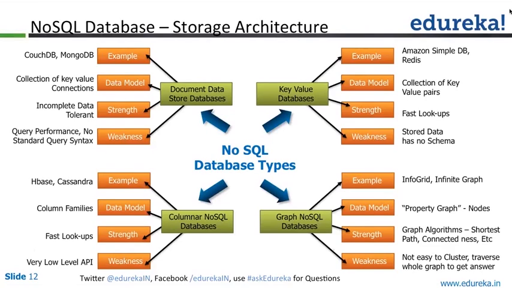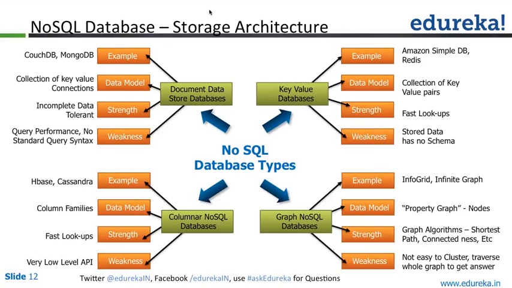Then the second category is the key value stores, where mostly the data is stored in multidimensional maps with key value stores. The databases which fall into this are Redis, Amazon SimpleDB, etc. Even Amazon Dynamo falls into the same category. It's basically an in-memory lookup of a map kind of thing, key value pairs.